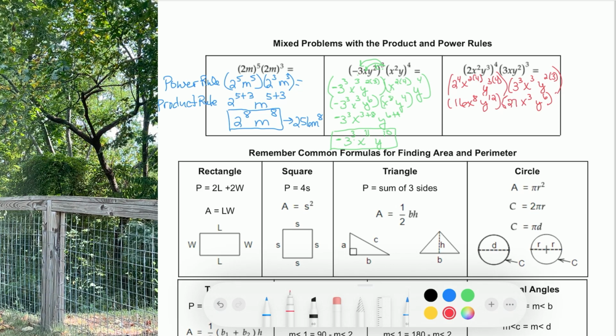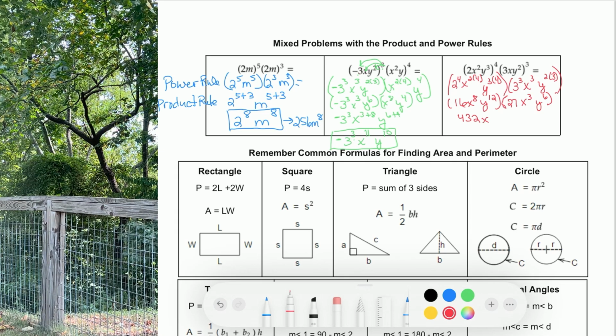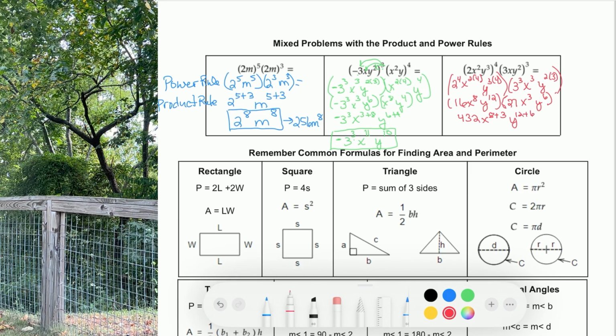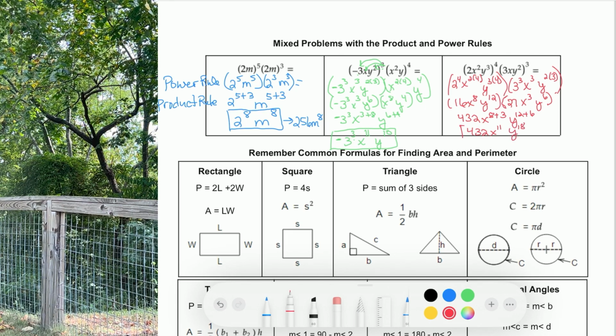All right, now let's move on to our next step. So I have 16 times 27. That's 432. And then I have x to the power of 8 plus 3, y to the power of 12 plus 6. Simplify that, 432, x to the power of 11, y to the power of 18. And that is our answer there.